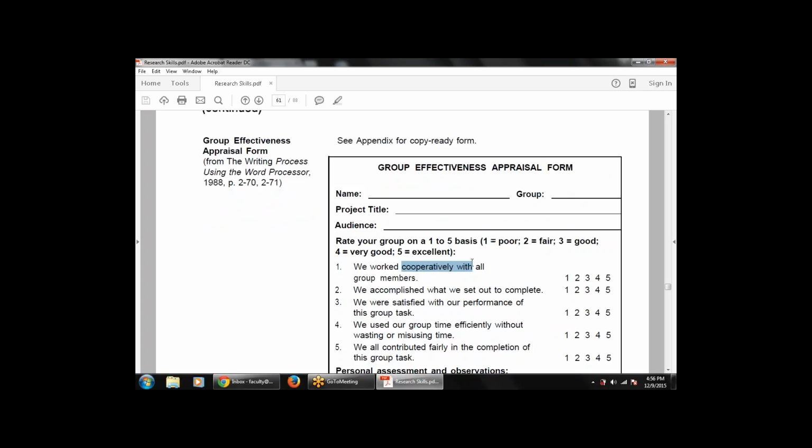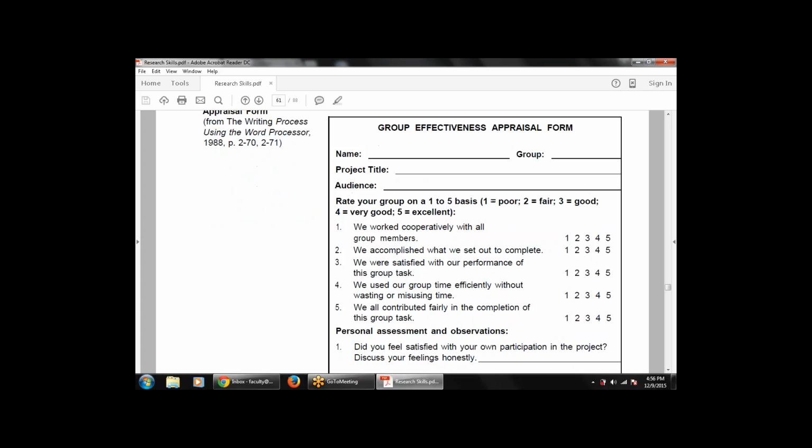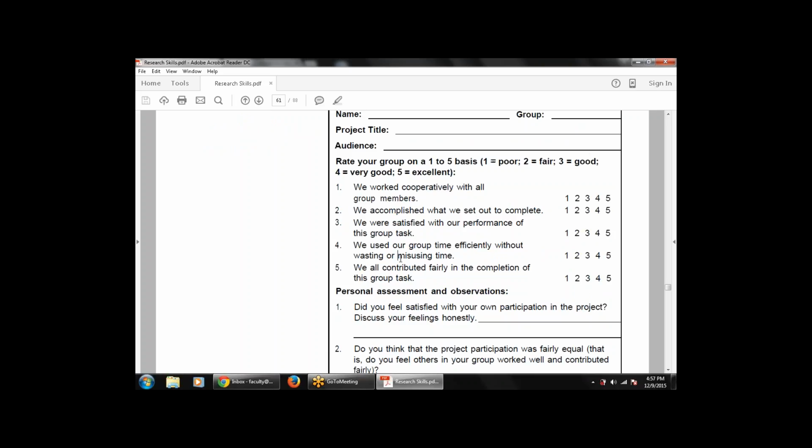We worked cooperatively with all the group members, 1, 2, 3, 4, 5. We accomplished what we set out to complete, 1, 2, 3, 4, 5. We were satisfied with our performance of this group task, 1, 2, 3, 4, 5. You are rating yourself and the group from 1 to 5. We all contributed fairly in the completion of this group task, from 1 to 5.